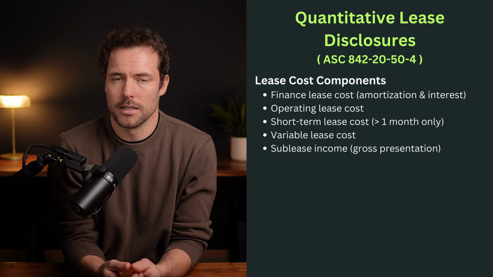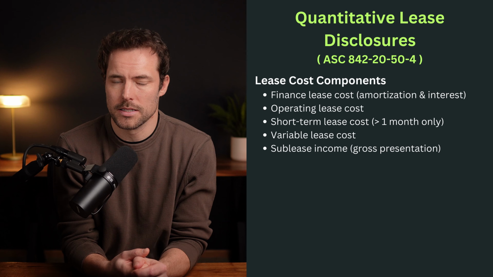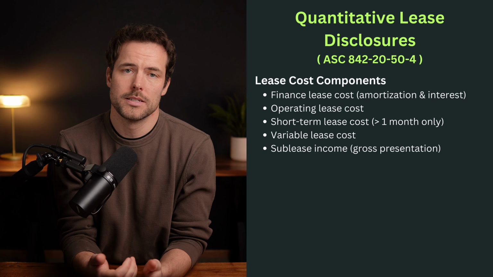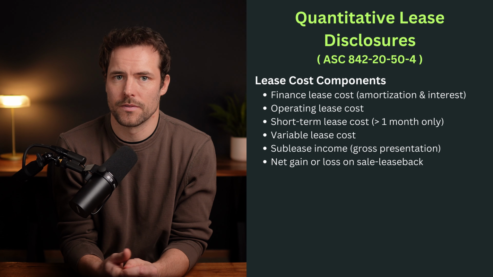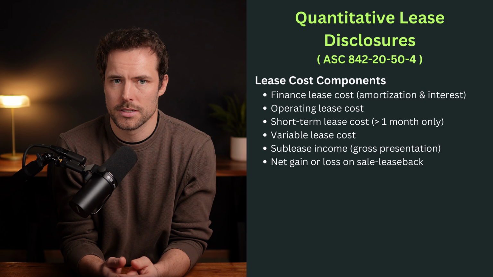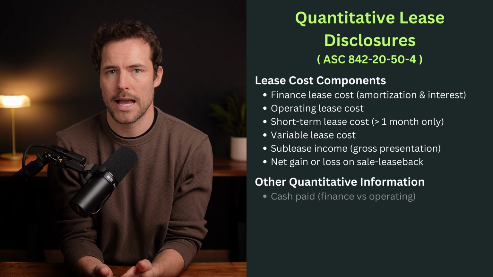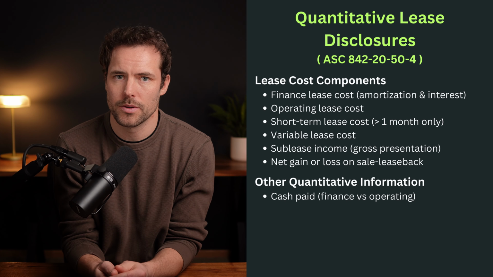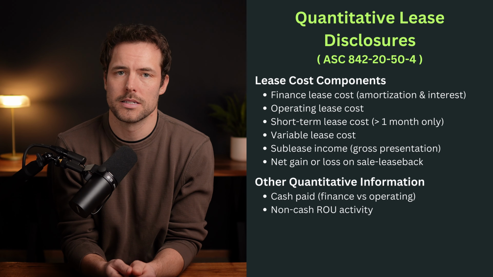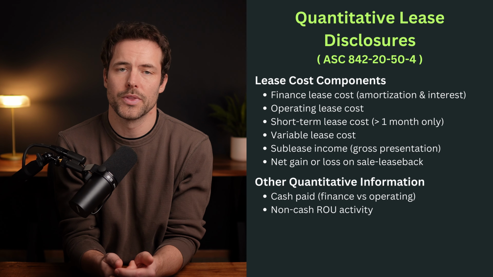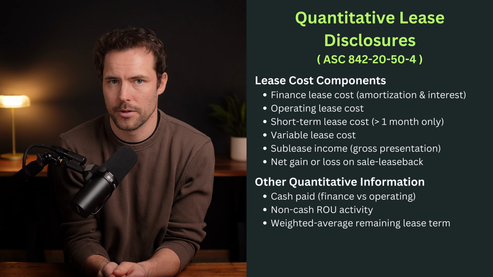Fifth, sublease income disclosed on a gross basis and presented separately from finance or operating lease expense. Sixth, net gain or loss recognized from sale and leaseback transactions. And seventh, amounts segregated between finance and operating leases for cash paid for amounts included in the measurement of lease liabilities, supplemental non-cash information from obtaining right-of-use assets, the weighted average remaining lease term, and the weighted average discount rate.